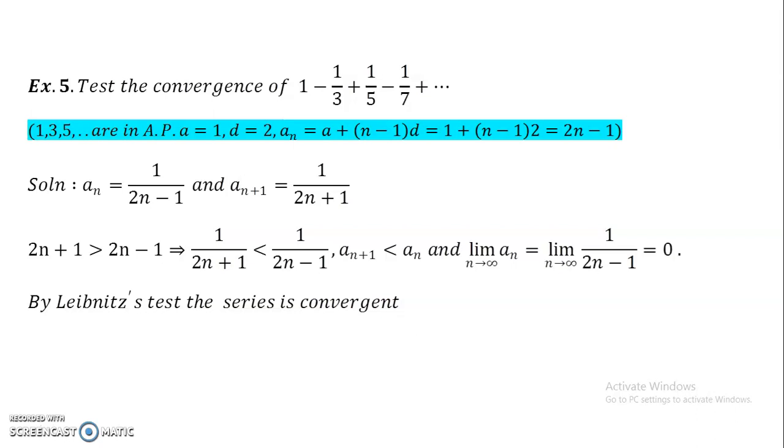And in the last, fifth example, test the convergence. Obviously the terms are in arithmetic progression, so the nth term of this alternating series is given by a plus (n minus 1)d, where a is the first term of the series and d is the common difference throughout the series. So a_n is 1 by 2n minus 1, and a_(n+1) is 1 by 2n plus 1, and you can check the conditions for the Leibniz test. Both conditions hold here, so this given series is also convergent by the Leibniz test.